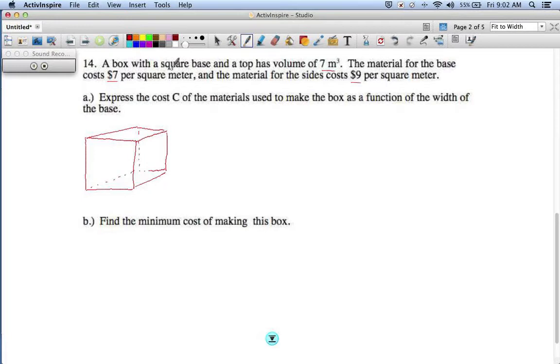So we have a box, and again, square base, so x, and this is some unknown height h. We know the volume in terms of x and h is x squared h, and we know that the surface area is 2x squared, the top and the bottom, plus 4xh for the 4 sides. Now the box has a volume of 7 cubic meters, so x squared h is equal to 7.